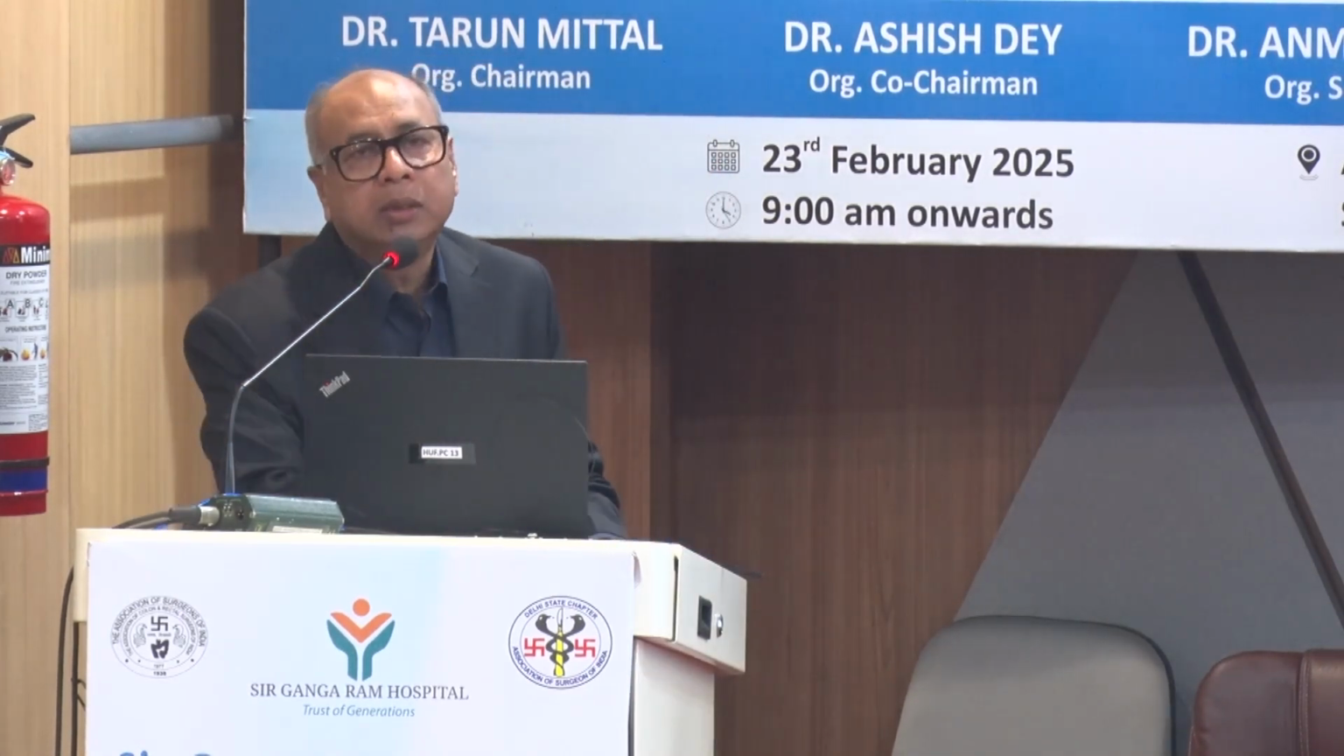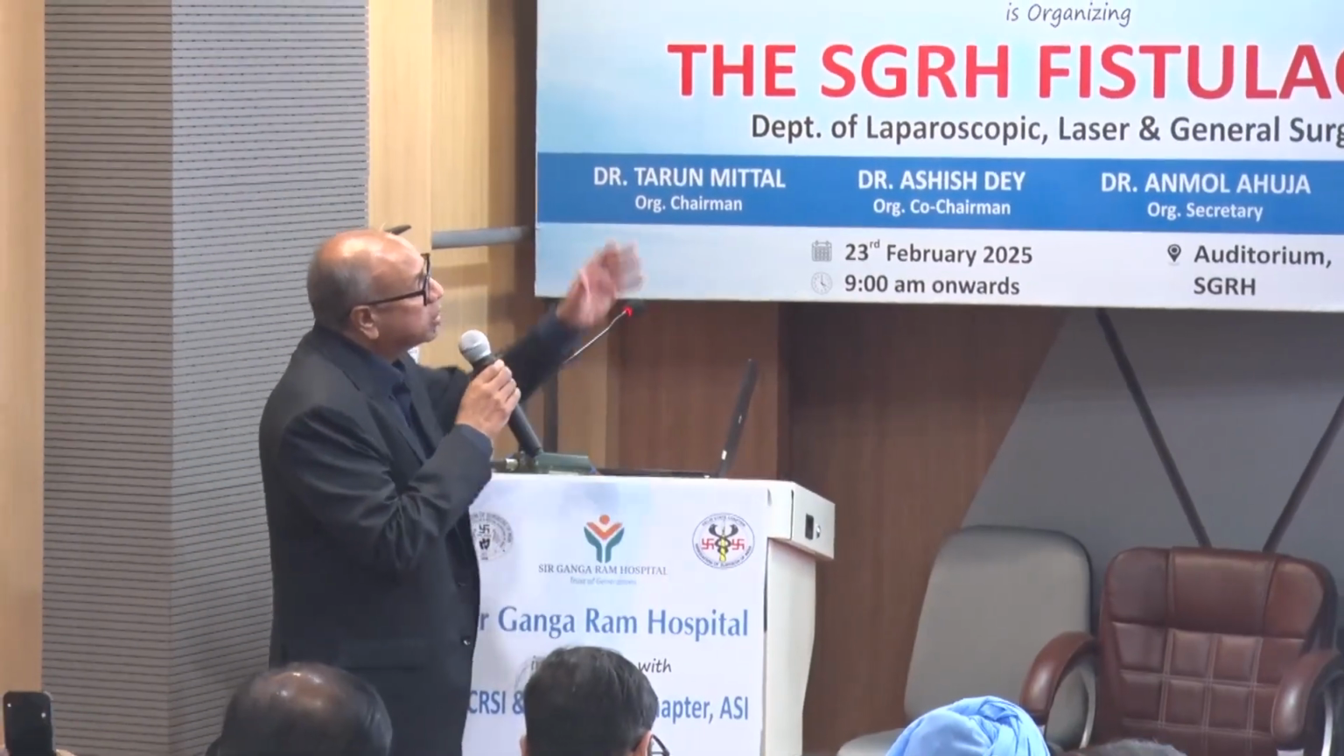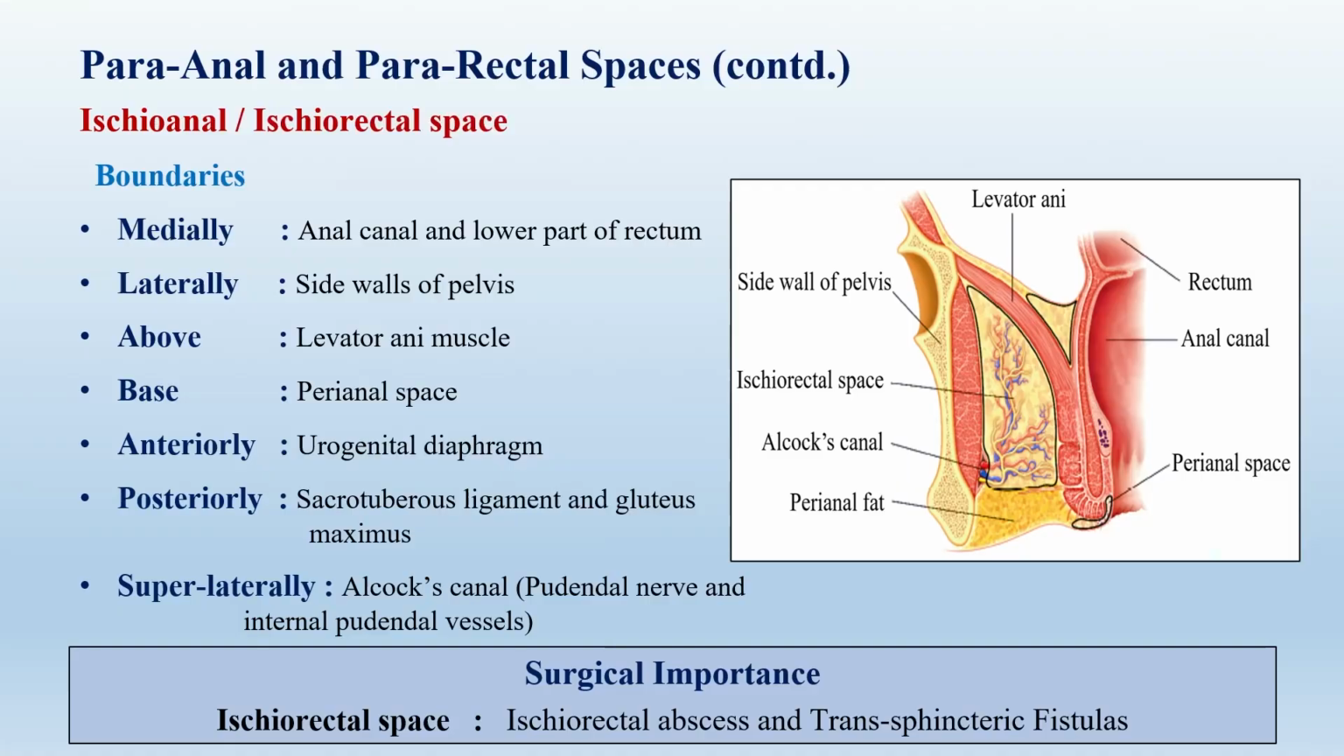Dr. Sanjay has given a very elaborate talk on muscles. So let us see how these muscles create the para-anal and para-rectal spaces and what the pathways of spread are. We know about all the potential spaces, and numerous spaces are there. I will try to share with you each and every space and how the pathways of spread take place.